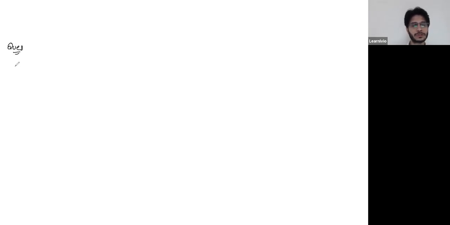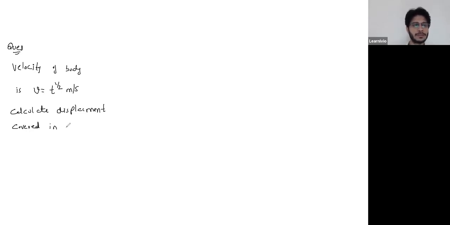Solve one more question. Velocity of a body is v equal to t to the power half meter per second. So it's a variable velocity, it varies with time. Calculate the displacement covered in 0 to 2 seconds.